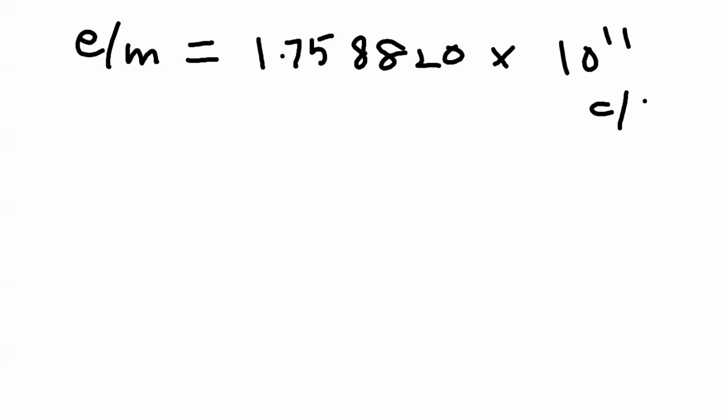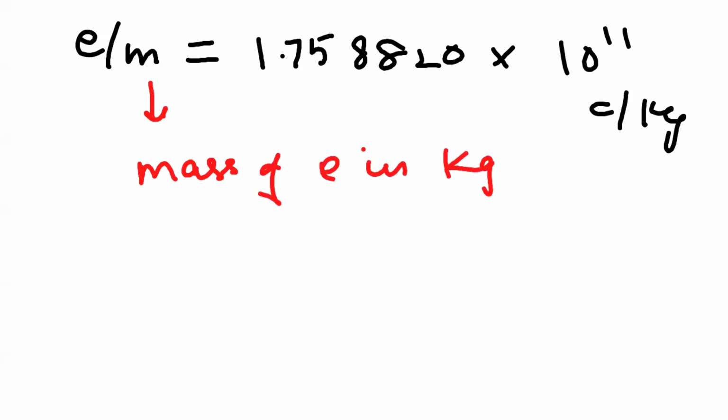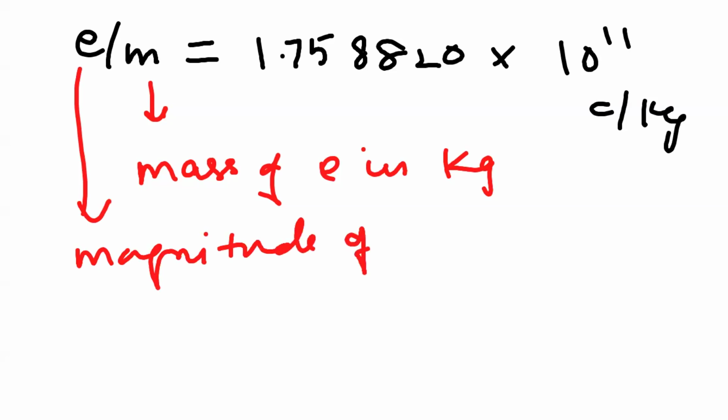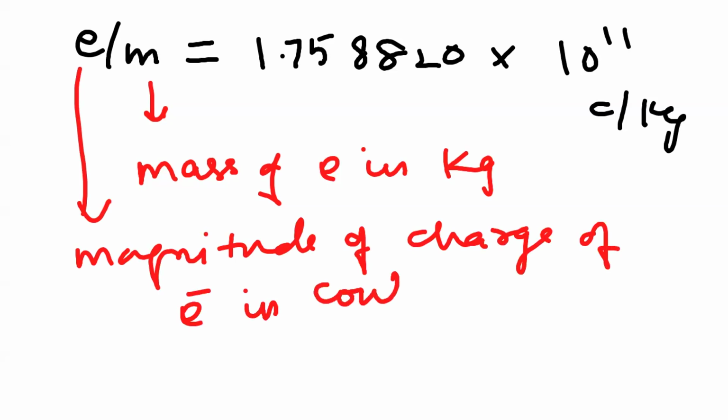And this charge by mass ratio of an electron is given by e/m, that is 1.758820 × 10^11 coulombs per kg. Remember this. You have to learn. There are a lot of things that you have to learn. Where m is the mass of the electron in kg, and e is the magnitude of charge of the electron in coulombs.